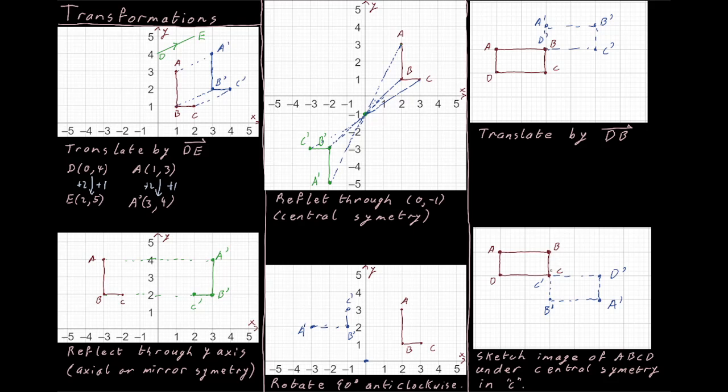Again, you can do this with your ruler. You just measure the distance from B to C and keep the ruler in the same direction and go out the same distance again past C to get to the image of B, and so on. So that is how we can do our different transformations, our translations, our reflections in central symmetry, and our rotations, where we have coordinates and where we don't. And that is what we need for now.